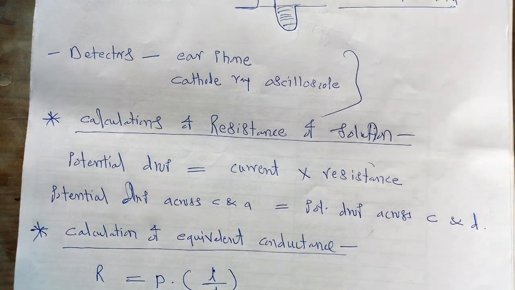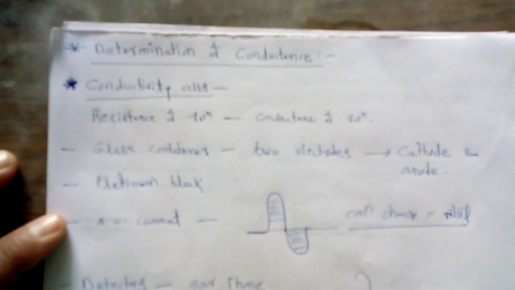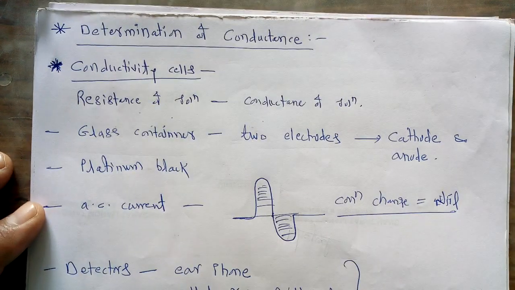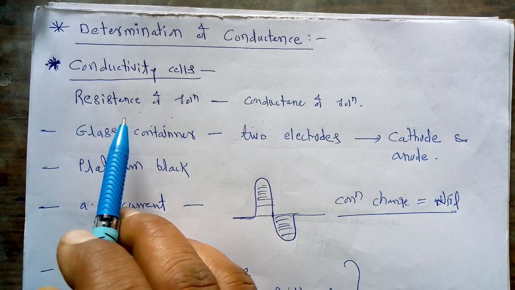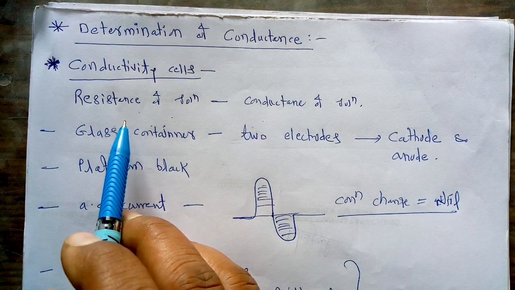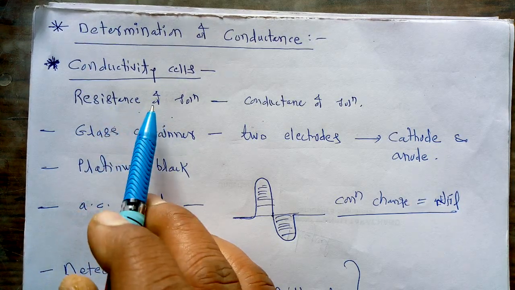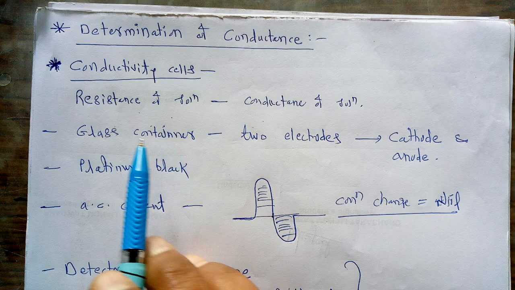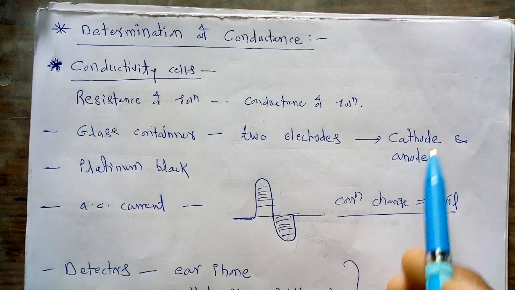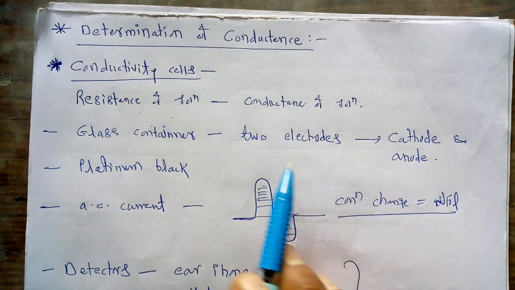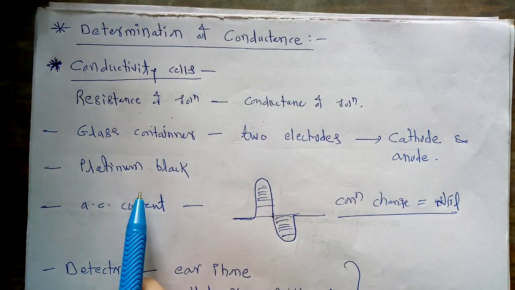In the current lecture, we studied different aspects regarding the determination of conductance. This determination of conductance can be carried out with the help of conductivity cells. What do you mean by a conductivity cell? A conductivity cell is an apparatus useful for determining the resistance of a solution, which is required further for the conductance measurement. It is a glass container which consists of two electrodes, one a cathode, the second an anode. These electrodes are coated with platinum black.